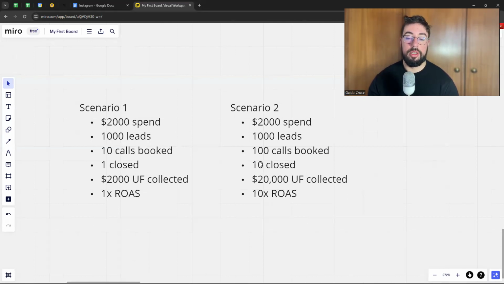But it's better. And so from those 10 closed, if we collect the same 2K up front times 10, that's 20,000 up front, right? And because of that, our ROAS is 10x. So literally the same spend, the same leads, but because everything else is more optimized, we had a 10x ROAS instead of 1x ROAS.